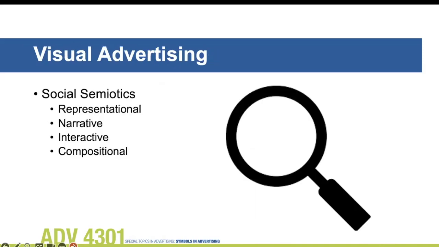So visual advertising is basically social semiotics. Social semiotics is concerned with meaning makers and meaning making. It studies the media of dissemination and the modes of communication that people use and develop to represent their understanding of the world and to shape their power relationships with others.